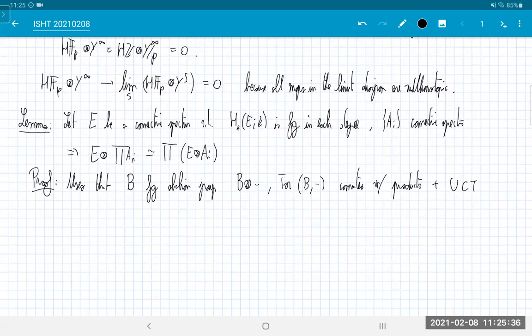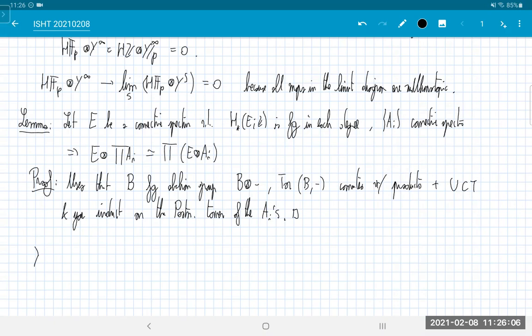And then the idea is you take the Postnikov filtration of the AIs and you induct on the Postnikov tower of the AIs. Okay, the details are in the notes on the web page, so look there if you want to see. I'm just telling you the ingredients.